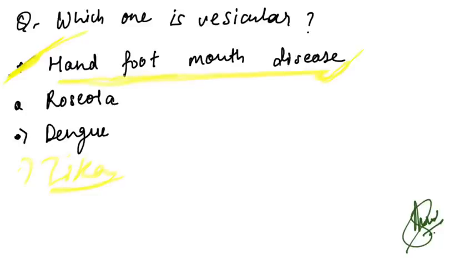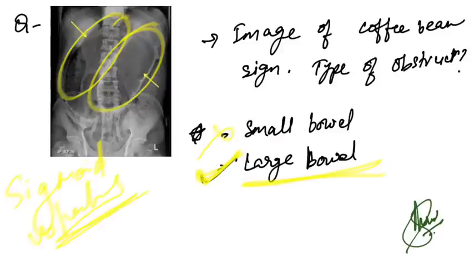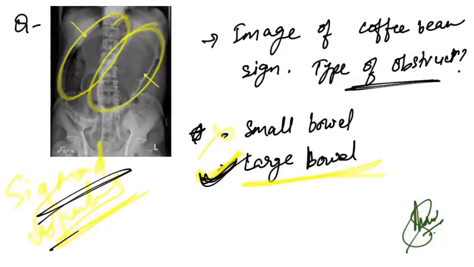Which one is vesicular? Hand, foot, mouth disease, roseola, dengue, Zika. So hand, foot, mouth disease is vesicular. Now, in this image you can see a coffee bean sign, and which type of obstruction is seen in this? Large bowel obstruction is seen, and this is a sigmoid volvulus. Coffee bean sign you can see in this X-ray that was given.